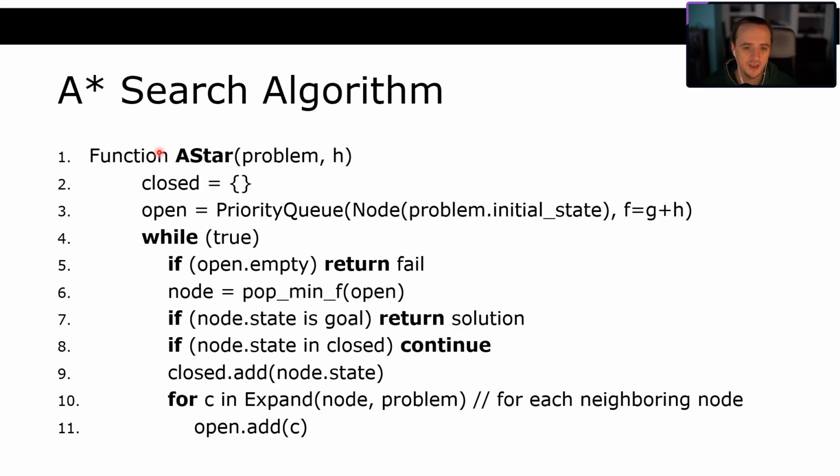So just to look at the actual pseudocode for A-star, we have a closed list and we have an open list. The open list is going to be implemented as a priority queue, and we're going to have a node which takes in the initial state of a problem, and the priority queue is going to be sorted based on the F value of a node, which is the G value plus the H value.